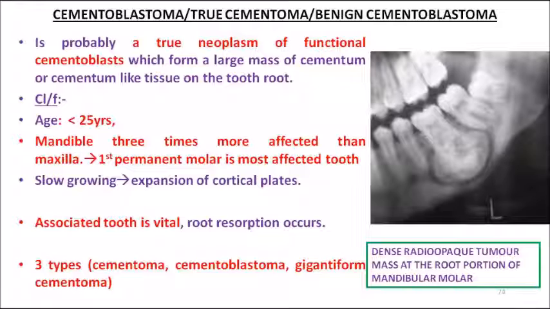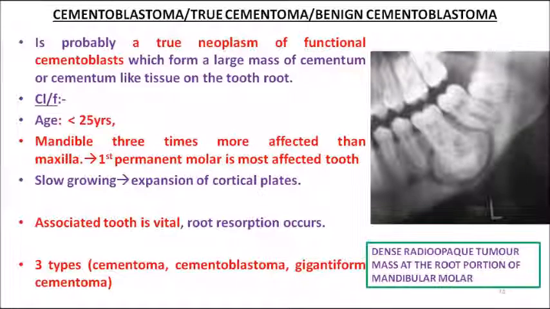From the MCQ viewpoint, they mainly ask you about the true neoplasm of functional cementoblasts. So it is cementoblastoma. The odontogenic tumor associated with a vital tooth is also cementoblastoma. The tumor mostly seen in the mandible is also cementoblastoma, and the most commonly affected tooth is also the first permanent molar. So this is a characteristic radiological appearance. These are the benign odontogenic tumors.